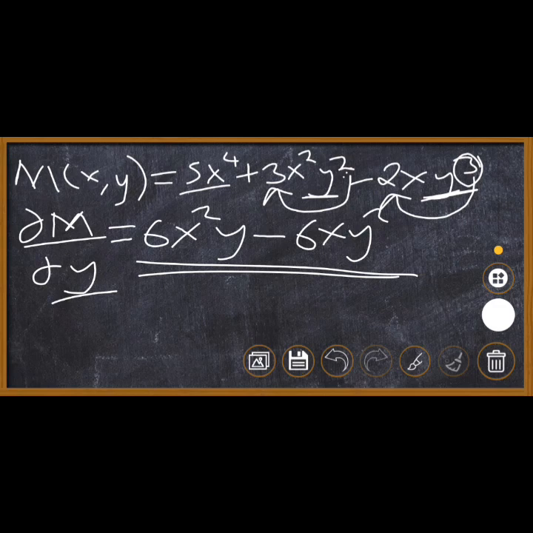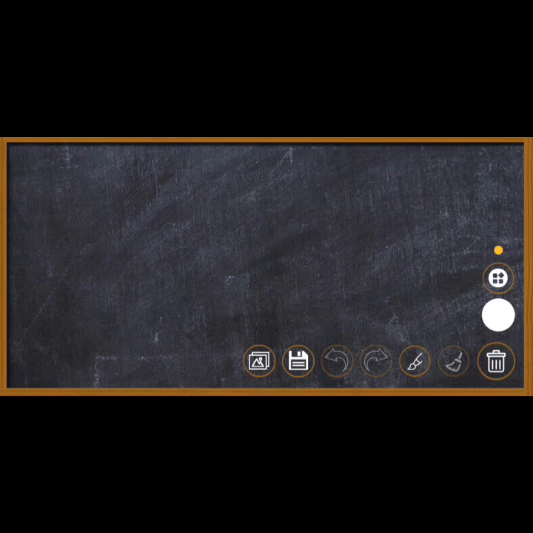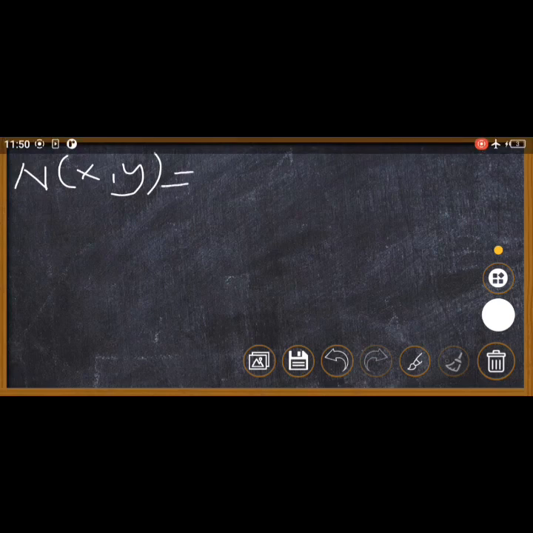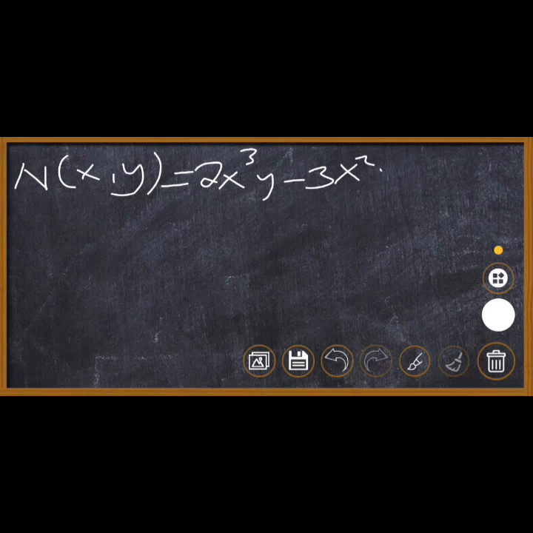So let's also differentiate for n. Remember, we have been asked to solve this. So let's keep this. Now the function for n has been given as 2x raised to power 3 minus 3. Oh, sorry, for this one there is y. So we have y minus 3x squared y squared, then subtracted by 5y raised to power 4. So let's differentiate this with respect to x.